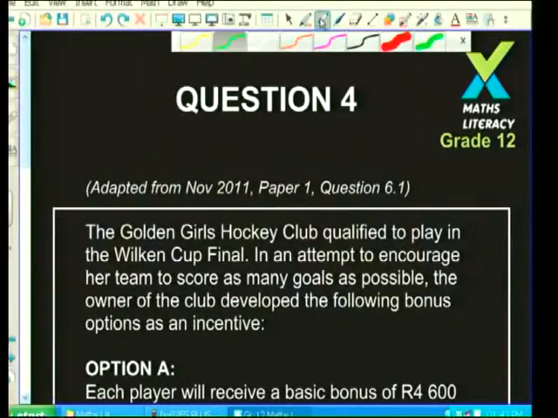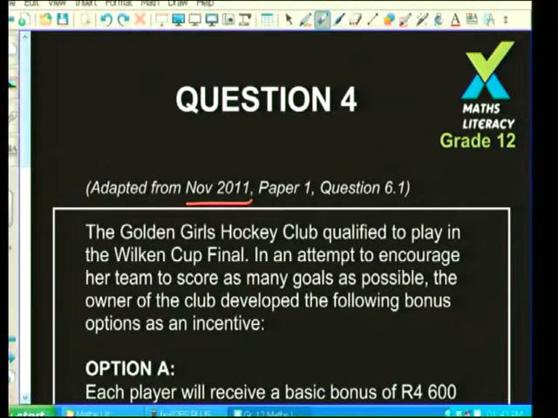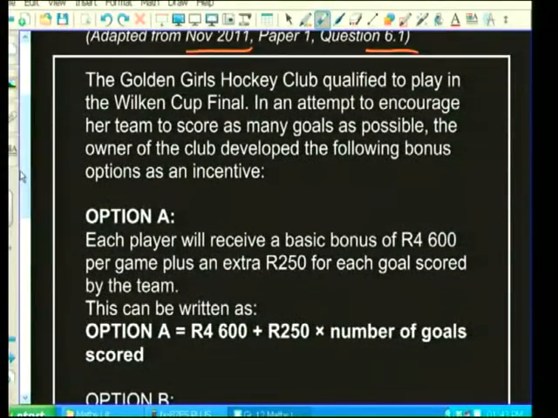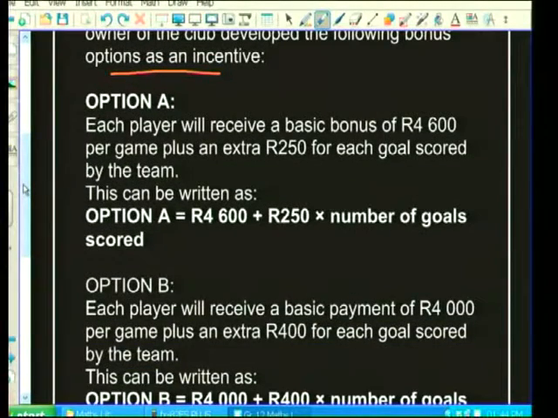Right, so we're looking at question 4, and we're looking at equations, and this is adapted from November 2011, paper 1, question 6.1. The Golden Girls Hockey Club qualified to play in the Wilkin Cup finals. In an attempt to encourage her team to score as many goals as possible, the owner of the club developed the following bonus options as an incentive. So she's developed two options. We've got option A and option B. So let's read each one carefully.